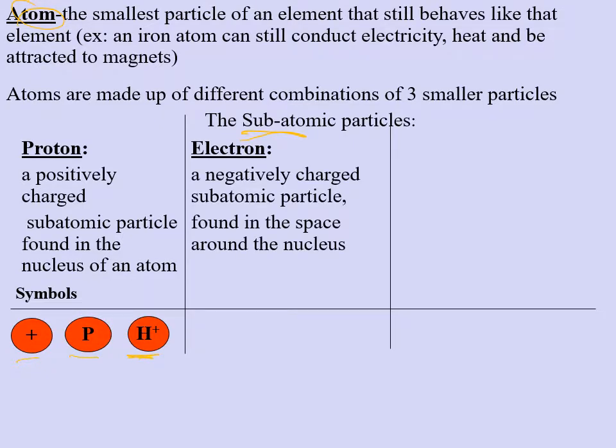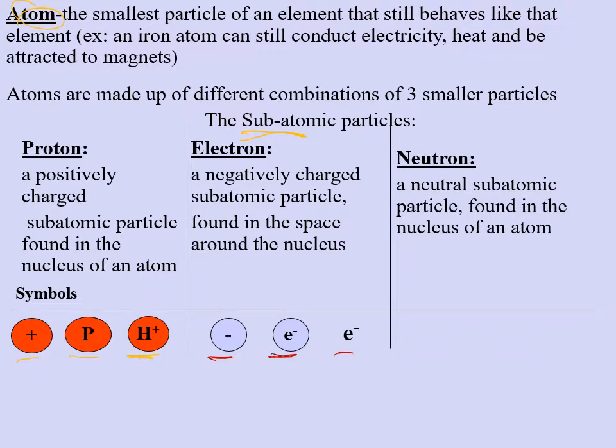There's also electrons, which are negatively charged subatomic particles found around the nucleus. So they're not in the nucleus space itself of atoms. And again, they come represented by symbolic forms here. This negative charge, this E with a negative charge inside of a circle, or sometimes just the E with a little negative charge by itself.